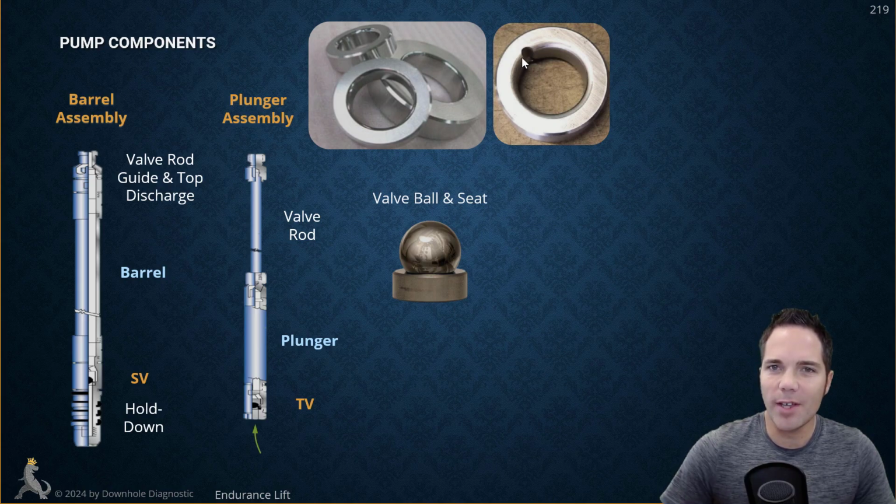Here's an example of a bad seat. Okay, this is going to be washed out right here. You can see that there's a spot. It's not going to create an effective seal when that ball is sitting down. This is washed out due to fluid erosion. So that's not going to create an effective seal right there.